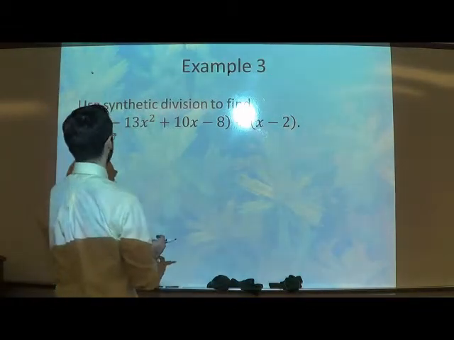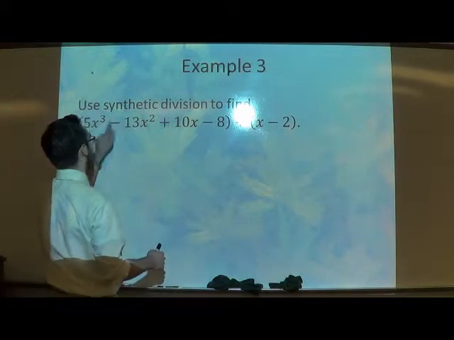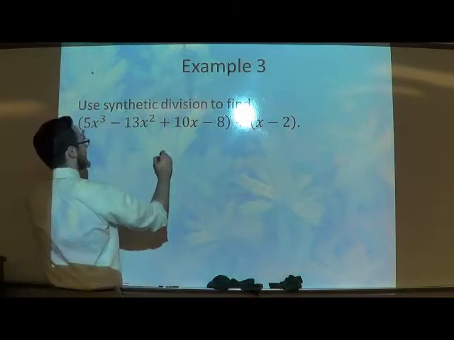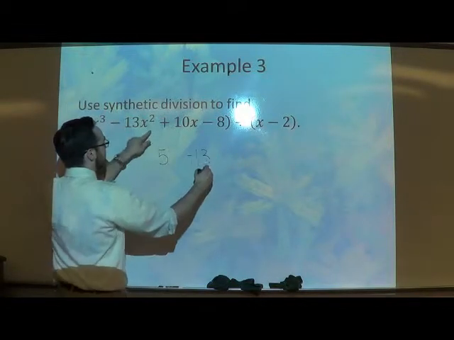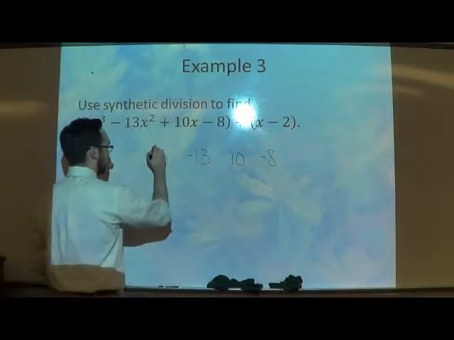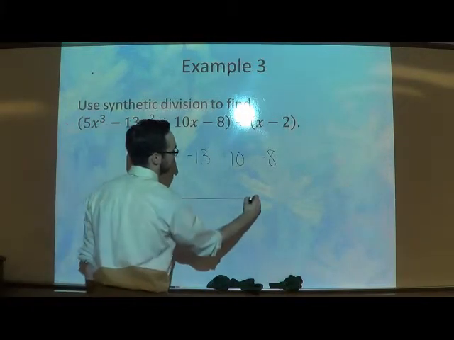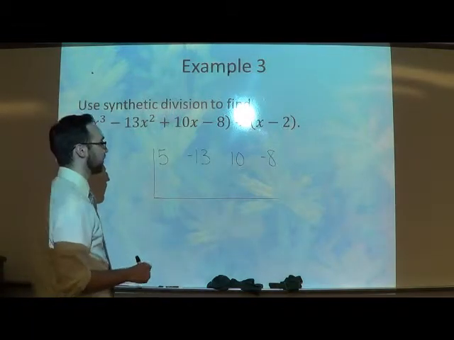So what we want to do for synthetic division, I start with this one, and I want to write out only the coefficients. So I take 5, negative 13, 10, negative 8. And I put those inside a box. Leave some space because there is a second row that goes inside of our box.